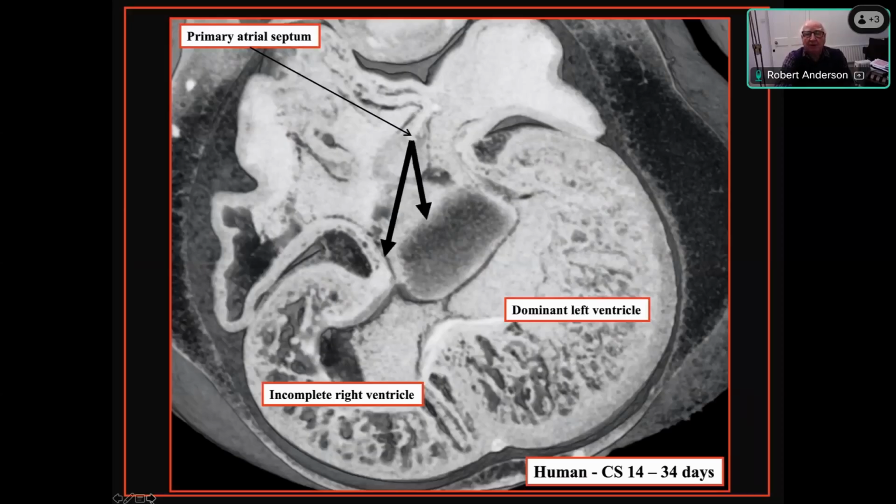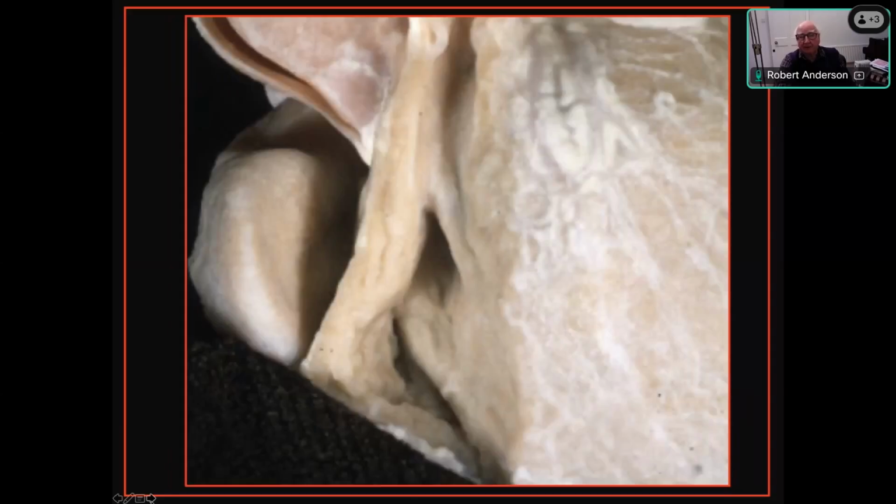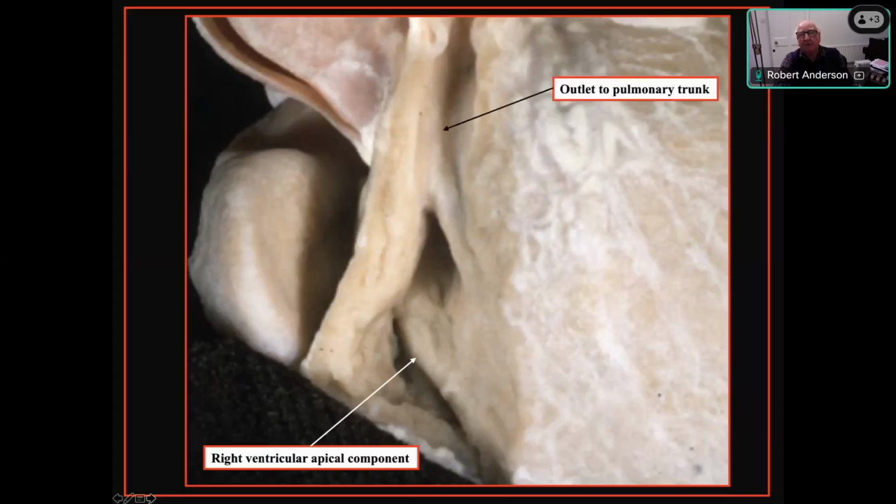But what happens if the atrial septum grows as we expect it to, so as to divide the atrioventricular junction into right and left junctions, but without any expansion of the atrioventricular canal? That is going to give us double inlet left ventricle. And lo and behold, when we have double inlet left ventricle with concordant ventricular arterial connections, the right ventricle has its apical component, an infundibulum to the pulmonary trunk, and this, of course, is the Holmes part.